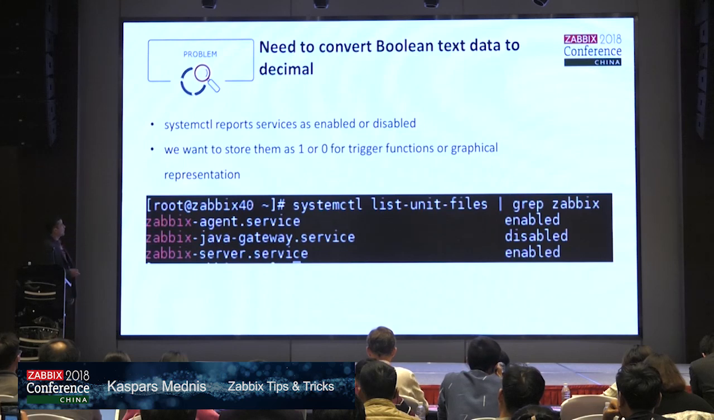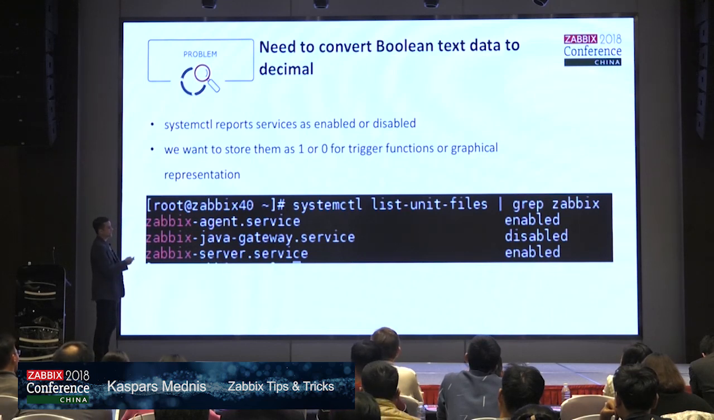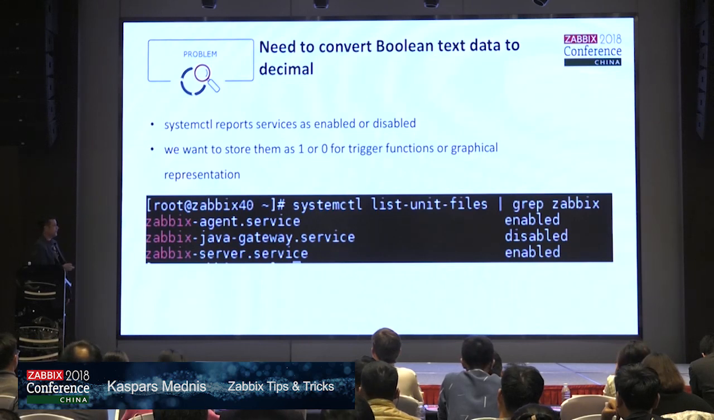Okay, so another example. In this scenario, we are executing this command, which will return the status of services, but it will return the status as enabled or disabled. We want to use 1 and 0 because it is easier to process, because we can use them in a graph. So, what can we do?